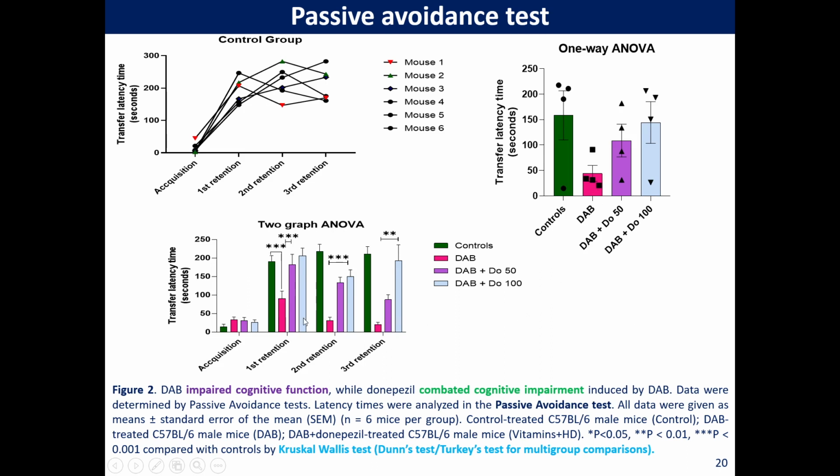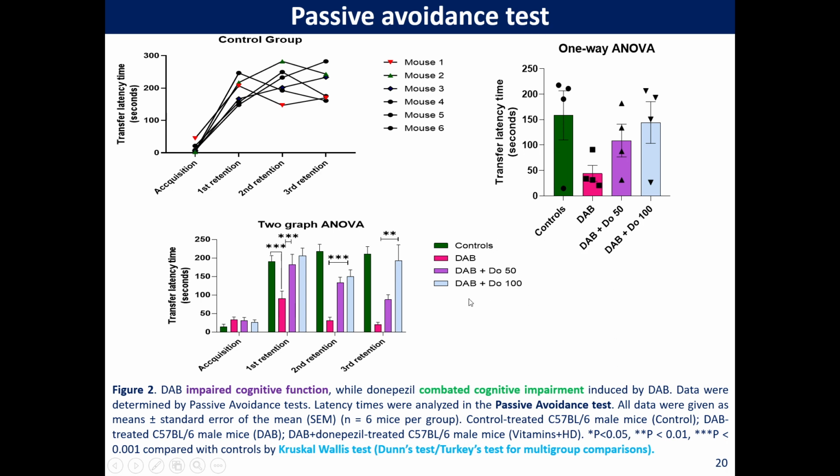the DAB group. And here you can see that DAB reduces the latency times compared with other groups, and we found significant differences between the donepezil-treated group compared with the DAB group. Here we can explain that DAB impairs cognitive function, whereas donepezil combats the cognitive impairment, right? And here my data was measured by the passive avoidance test, and all data are given as mean plus or minus standard error of the mean, with sigma per group.